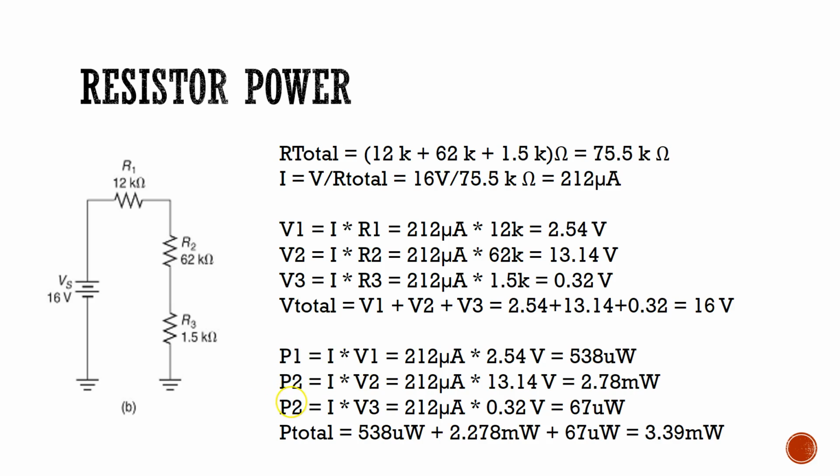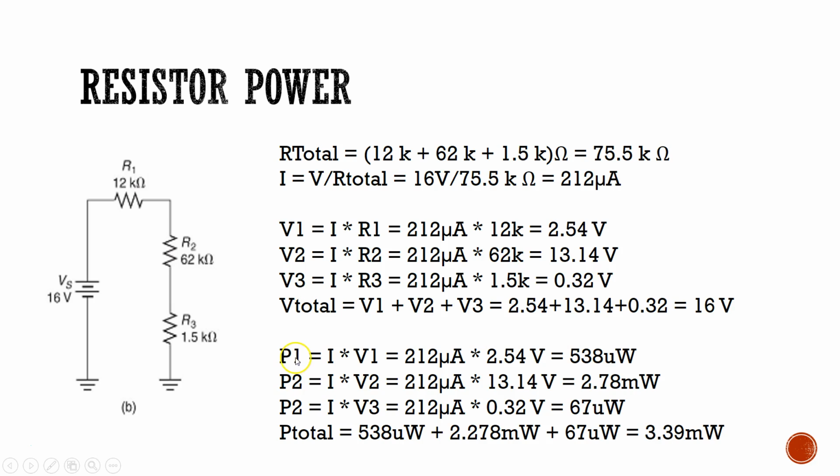Okay, finding the power for each resistor is easy once we know the voltage for each resistor. So we would start here by finding our total resistance. Once we find the total resistance, then we can find the total current. We then use that current times each resistor value to give us that particular voltage drop. All the voltage drops should add up to the source, or Kirchhoff's voltage loop equation says they should all equal 0.